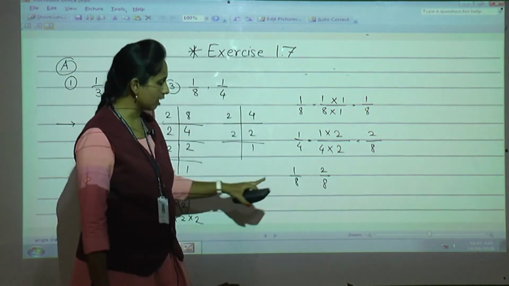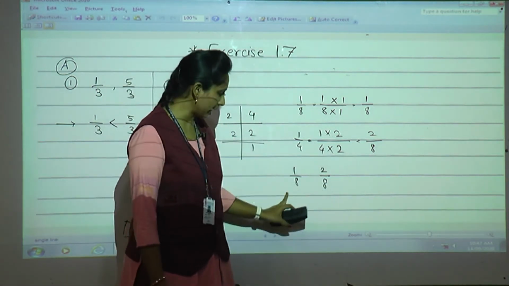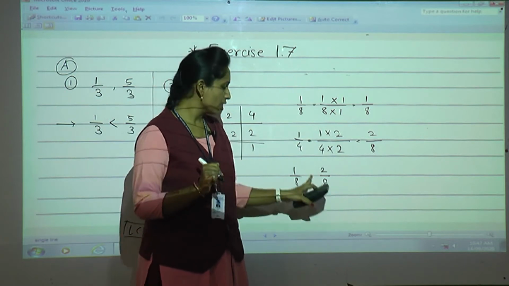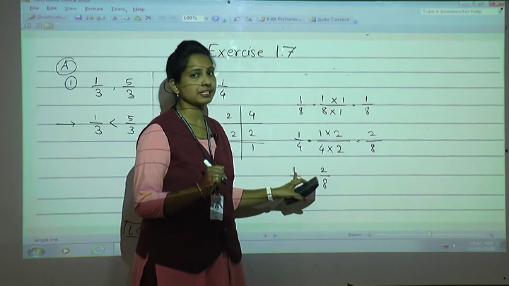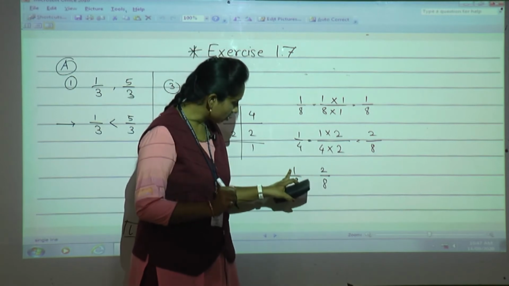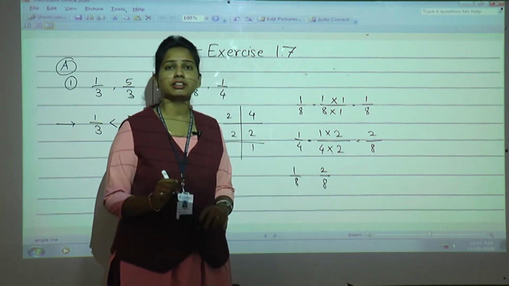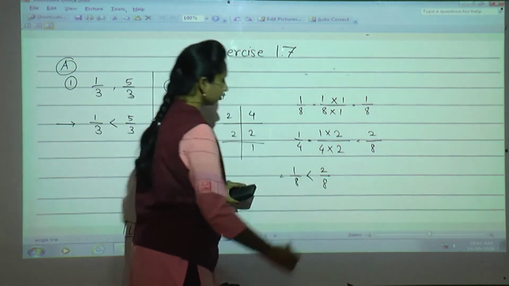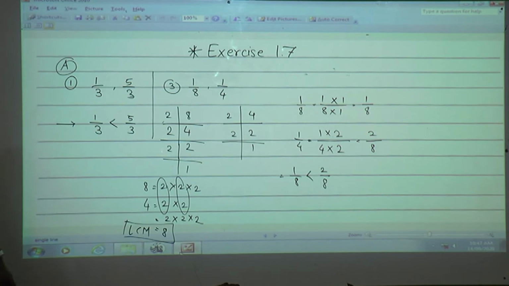Now see which is greater. Now the denominators are the same, 8 and 8. When the denominators are the same, they are like fractions. So how do we compare? By seeing the numerators. In the place of numerator, 1 and 2, which is greater? Of course 2 is greater. So give the arrow. Understood? Clear? Is that clear? Yes, very good. Now I'll solve the next example.